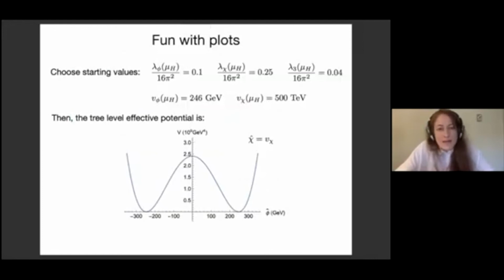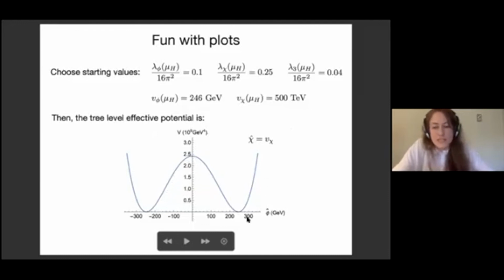And so I'm going to end with showing you some fun plots now. So I've computed the RG improved effective potential, and I can ask what happens to the minimum. So to do this, I chose some starting values of the parameters at some high scale. And in particular, I chose my classical vevs, v phi and v chi, to have some hierarchy, which is, of course, what we're interested in. And so just to orient you with these choices of parameters, I can plot the effective potential as a function of phi hat and chi hat. Here I'm showing some slice with chi hat equal to its tree level value, just so I can show you a 2D plot.